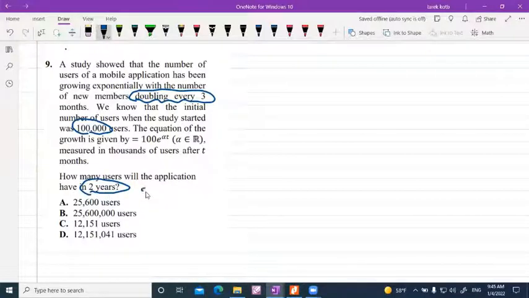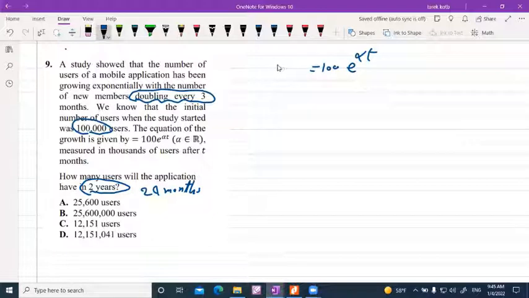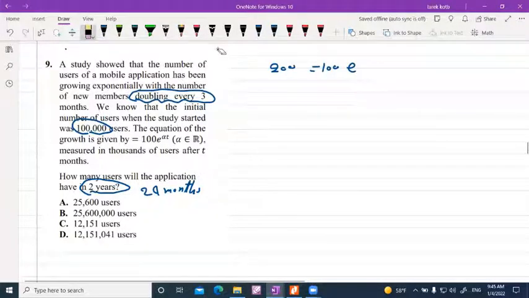Okay, how many users will the application have in 2 years? 2 years means how many months? 24 months. Okay, to solve this equation, since the number is doubling, this 100, which is the initial amount, will be doubling, so it will be 200. But that is after how many months? After 3 months. You can replace the t by 3.